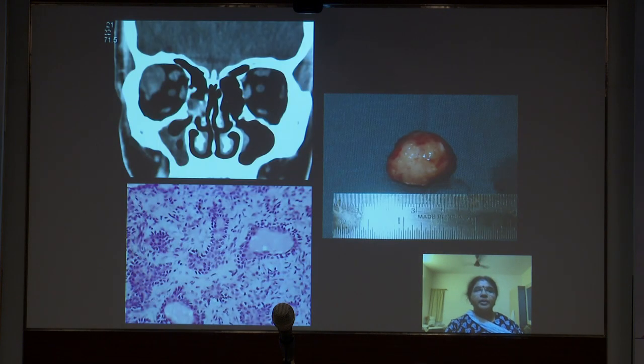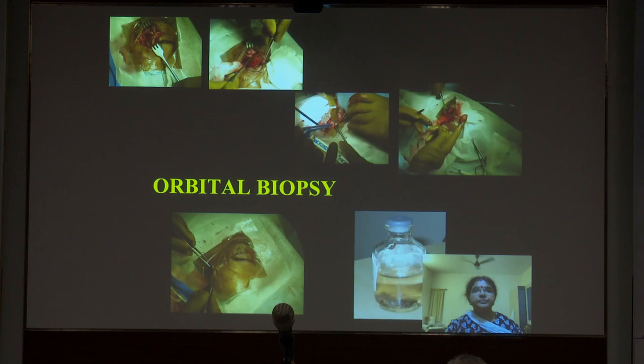This is an orbital pleomorphic adenoma of the lacrimal gland, which was completely excised in toto. And it's important to remove the capsule in lacrimal gland lesions. And in lacrimal gland lesions, it's also better to remove the normal gland when you are a little suspicious, because you don't want to leave behind the gland.